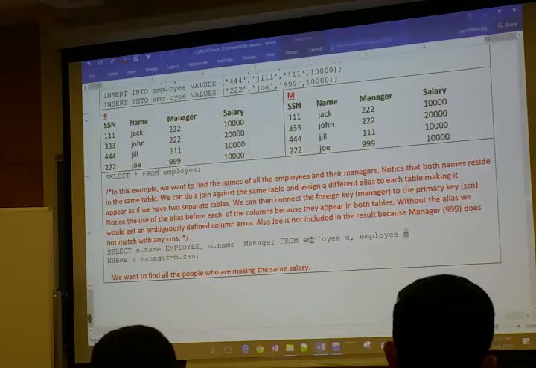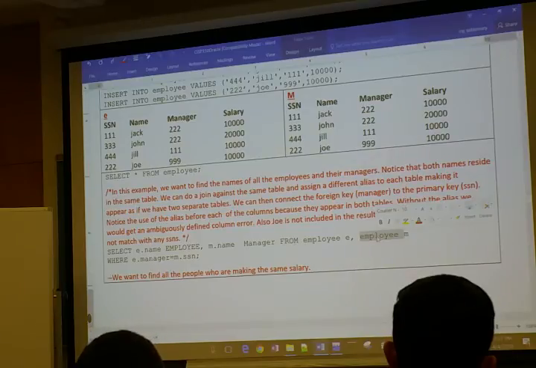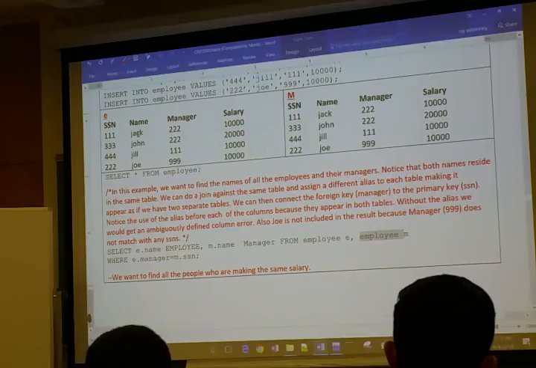Now, the fact that it's the same table, you shouldn't be bothered by that. At this point, you can just treat it as if we're looking at two different tables. And then you just do the matchup. So at this point, what do I want to do? I want to match up the manager in here with the SSN in here. So I come over here, I match the manager SSN with the actual SSN here. And so that's what I come up with.